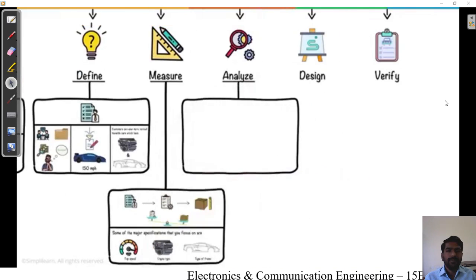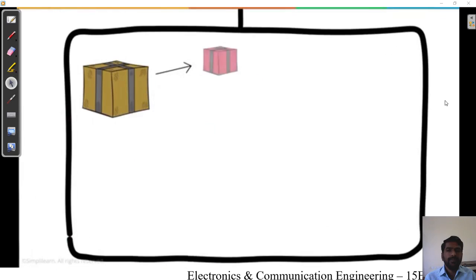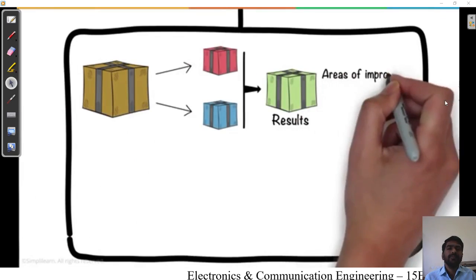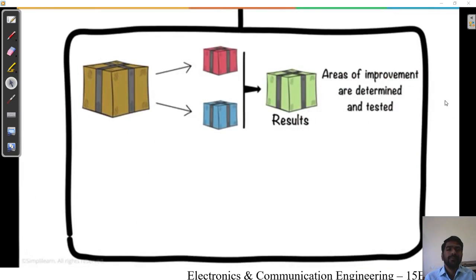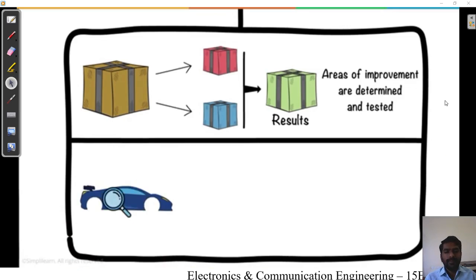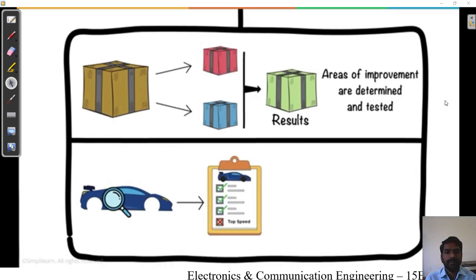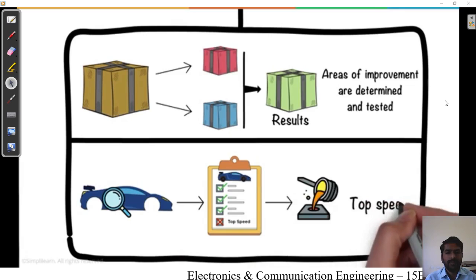In the analyze phase, you analyze the product to determine whether there are better ways to achieve the desired results. Areas of improvement are determined and tested. Based on the analysis of the prototype created in this phase, you find that the product satisfies just about all of the customer requirements, except the top speed.